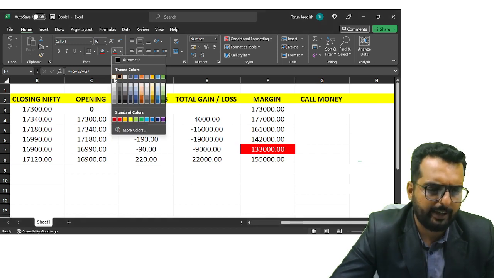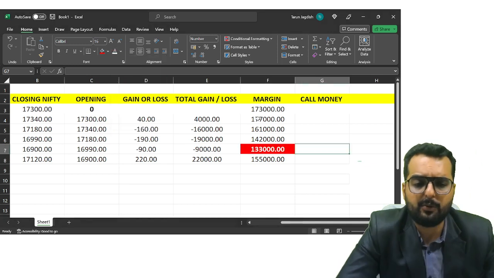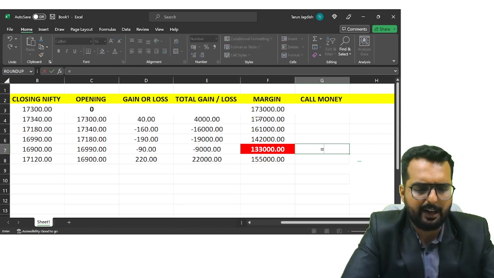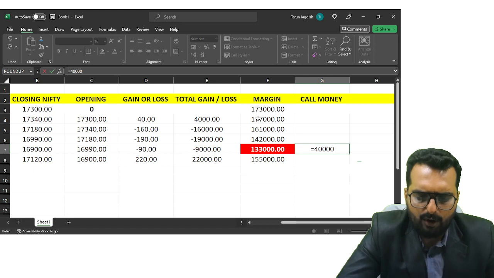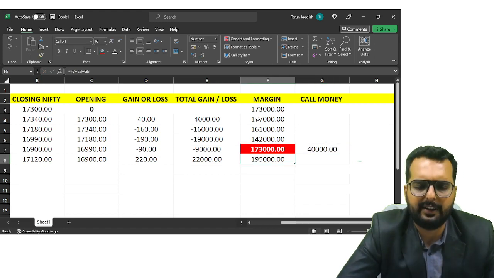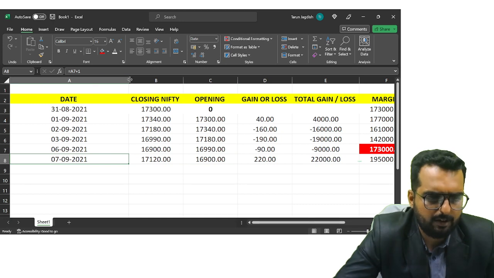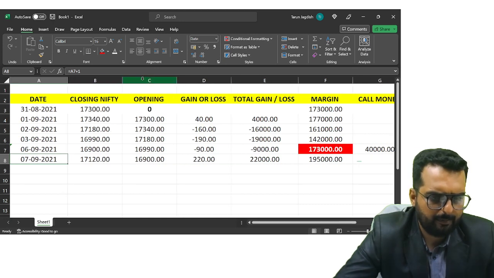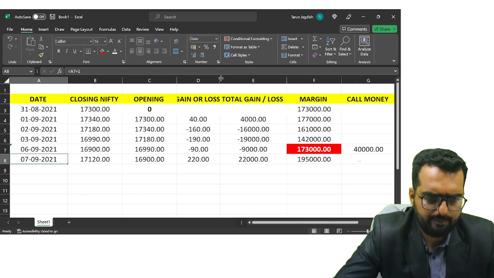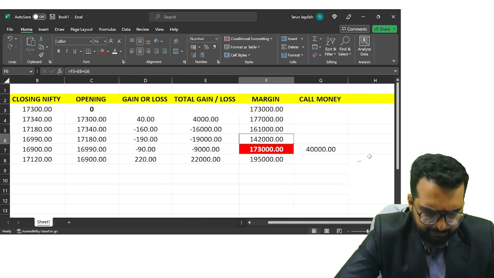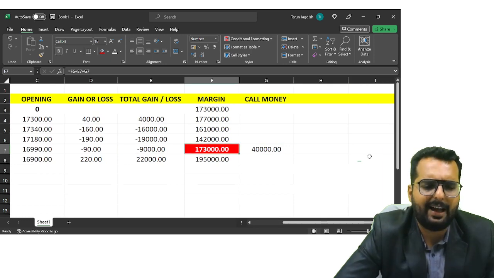So what will you do at this point? I will have to bring it back to the original margin. How will I bring it back to the original margin? I will have to bring in cash of 40,000. So this will become 1,73,000, 1,95,000. Is everybody clear with this part? Alright, so that is how you get the margin balance as this one.